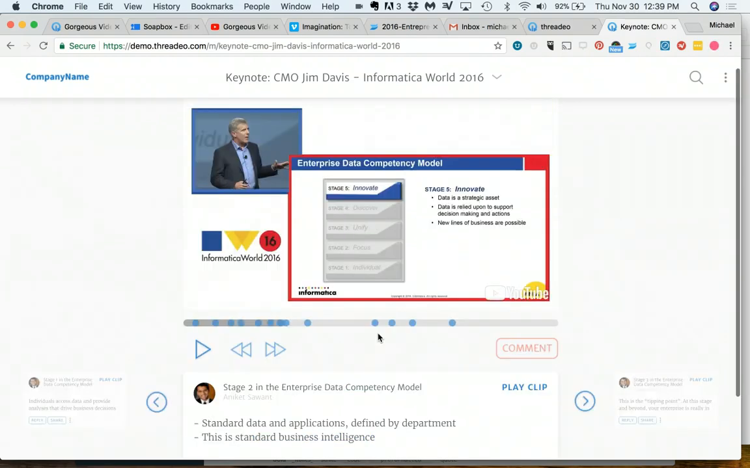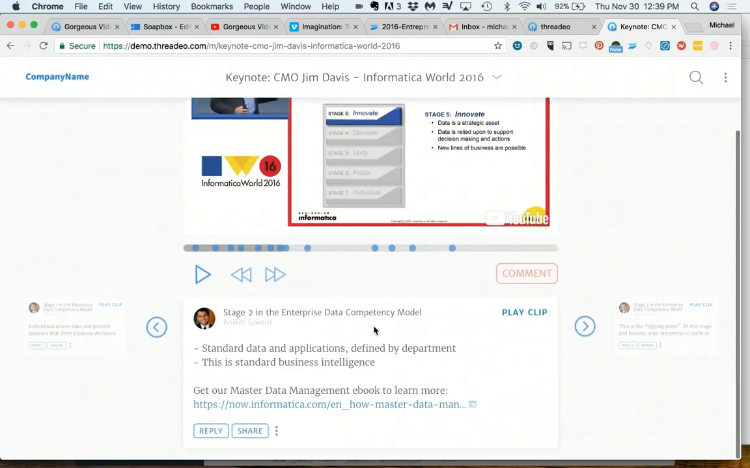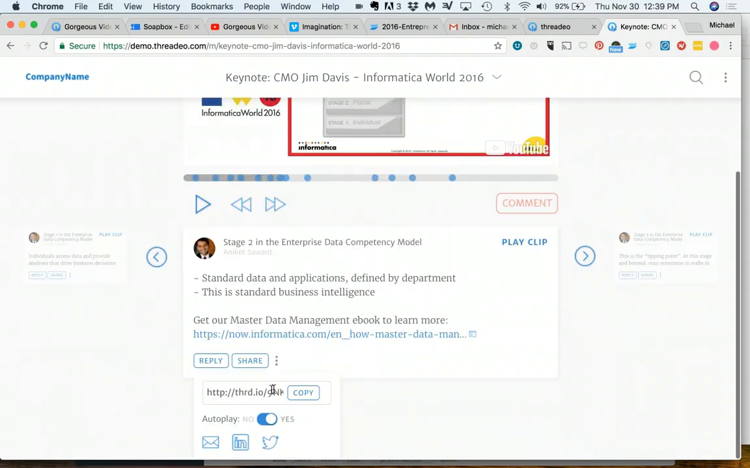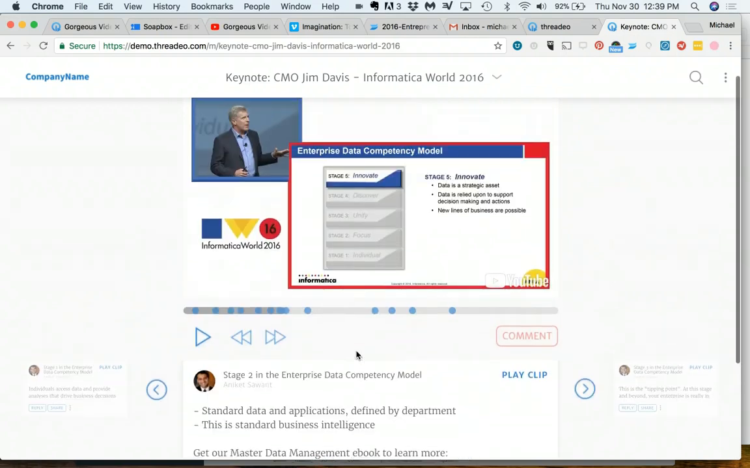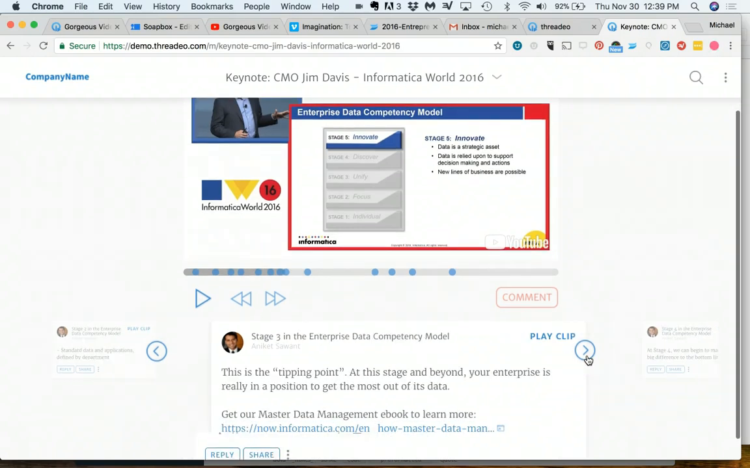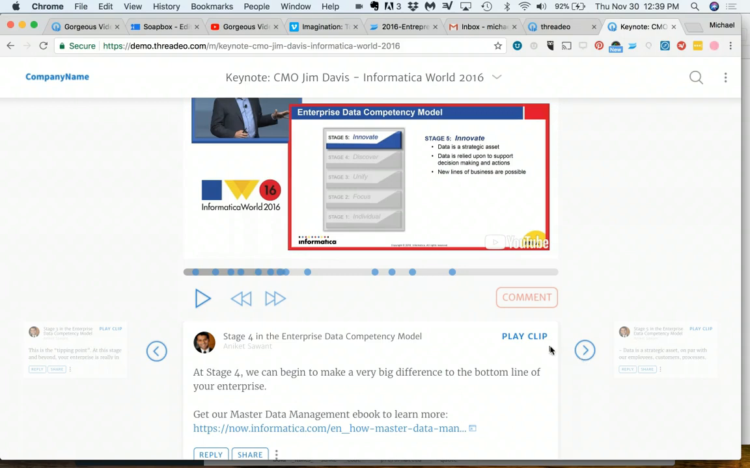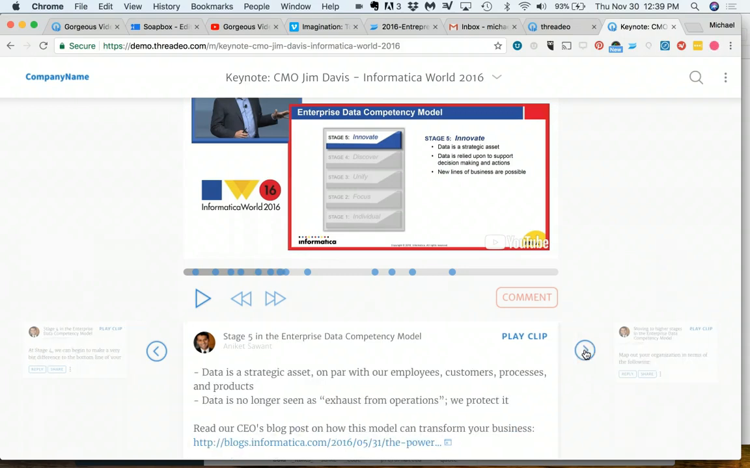In this case, what we can do with Threadeo is I can find stage 2. I know which group in my marketing funnel would best benefit by watching 1 minute of this stage 2. I can click on share, copy that link, and send it out to that group in that specific spot of the awareness stage of the marketing funnel to watch this piece, only 1 minute. And if they watched it, now they can decide if they want to watch more. They can click through, click here, oh, stage 4, stage 5, and learn more that way.